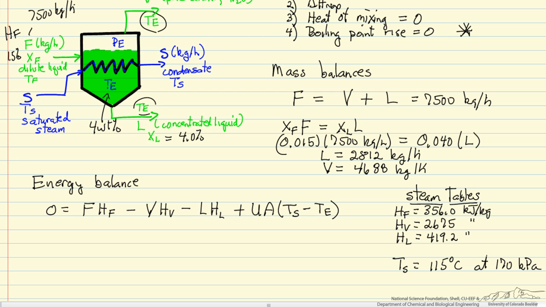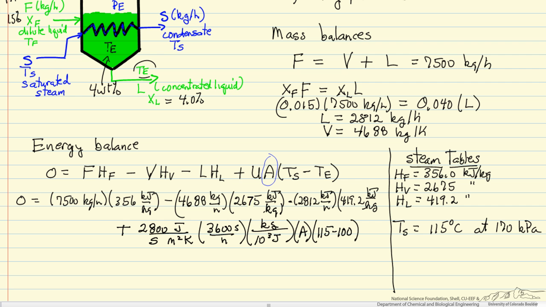So we can substitute the values for our mass flow rates and our enthalpies into this equation. We're also given the heat transfer coefficient, so our only unknown is the heat transfer area, and that's what we're going to solve for. So let's substitute the numbers in. So here are the values substituted in that we looked up in the steam tables and we calculated from the mass balances. Only thing we have to be aware of, a watt is a joule per second.